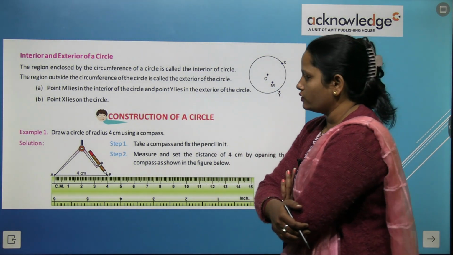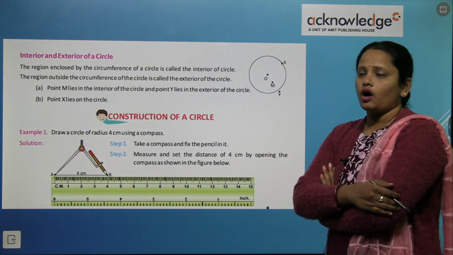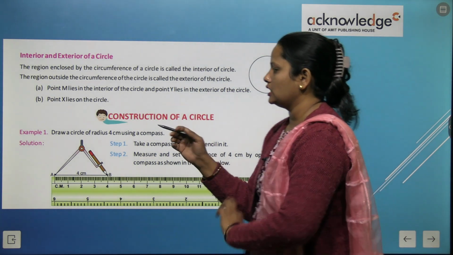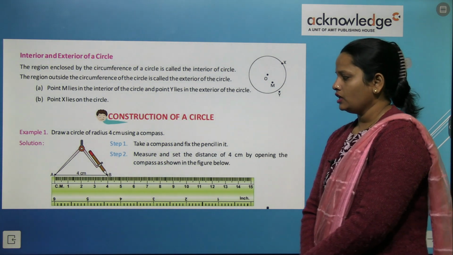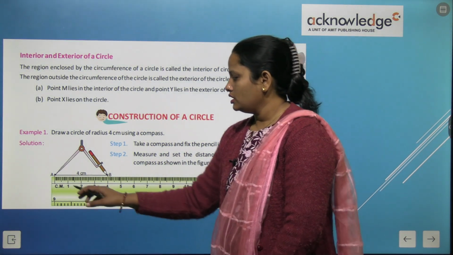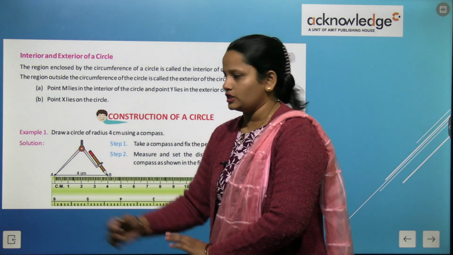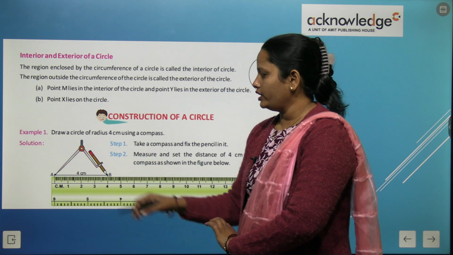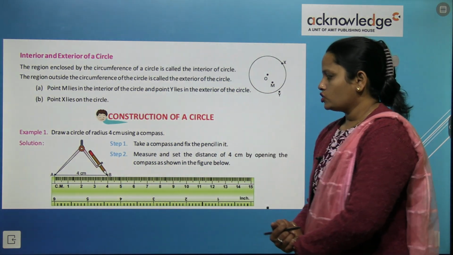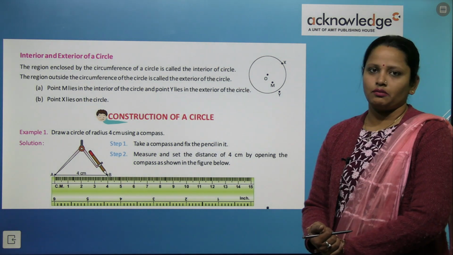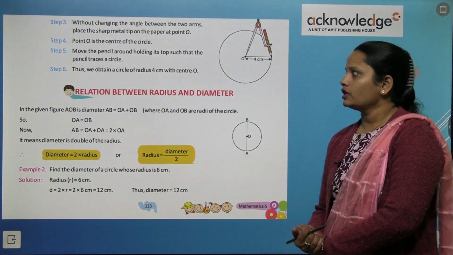So here let's see this first example. Draw a circle of radius 4 cm using a compass. So with the help of a compass what do we have to do? We have to draw a circle whose radius is given as 4 cm. So what we have to do first, we place the compass at the 0 on our scale, before 1, and then stretch the compass to 4 cm. So now we have measured 4 centimeter, we have measured it on our compass.